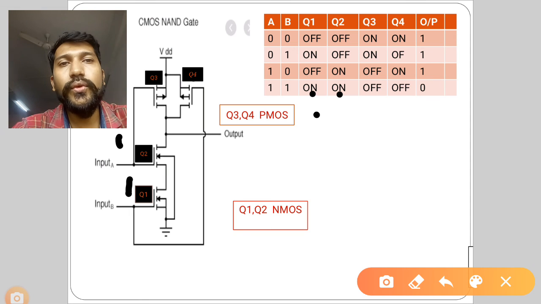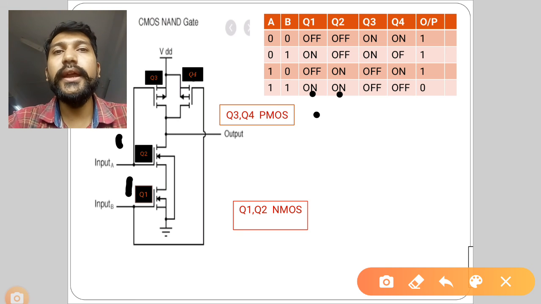It consists of Q1 and Q2 connected in series, and Q4 and Q3 connected in parallel. The condition is that when the lower devices are in series, the upper ones are always in parallel. If the lower ones are in parallel, the upper ones will be in series. So this is how a CMOS NAND gate works.